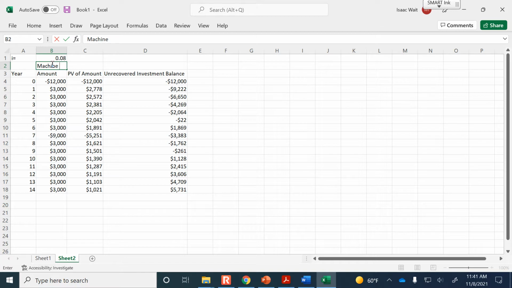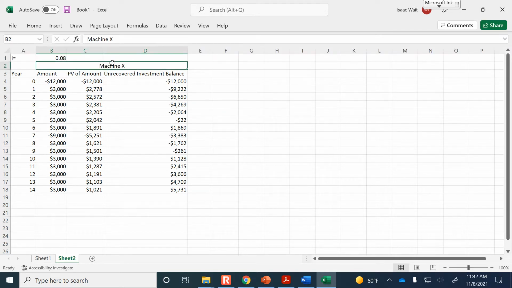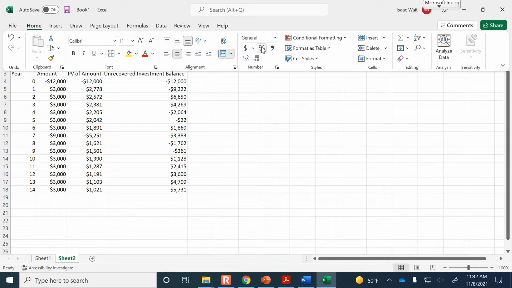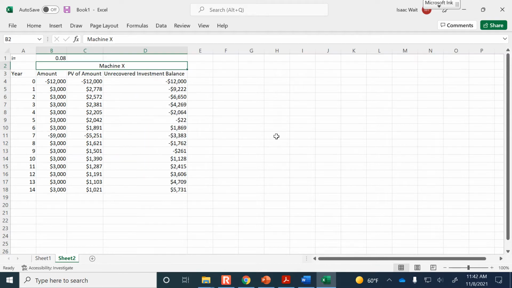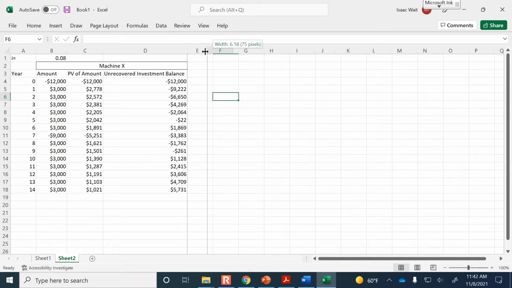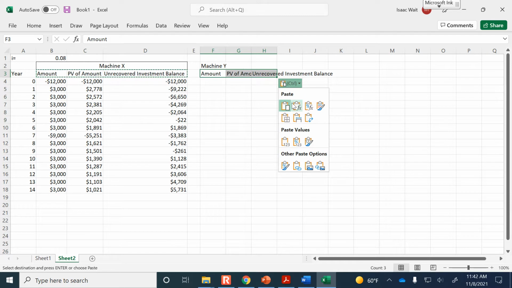and then I'm going to merge these cells and center it, just to make it more clear that it's referring machine X to these ones. All right, so there's machine X, and then over here I'll do machine Y. And rather than typing those all in again, I'll just highlight that and then paste it, and then I can also paste the width of the cells.